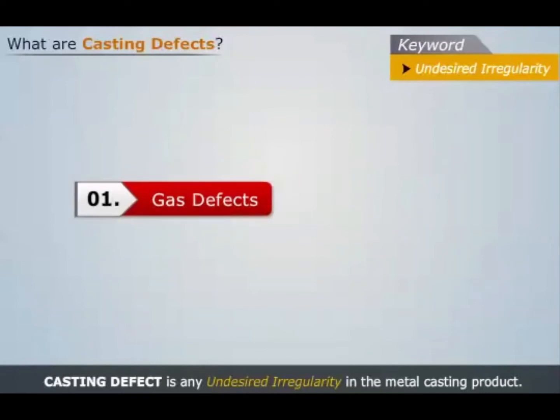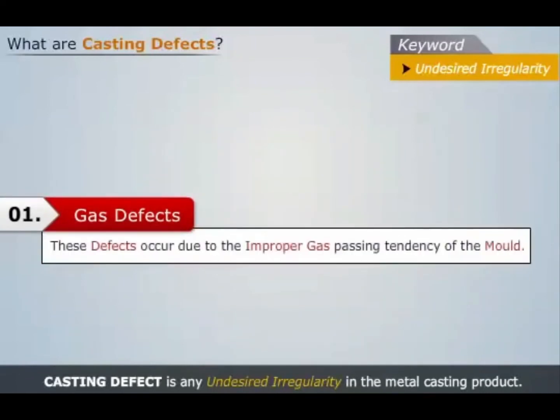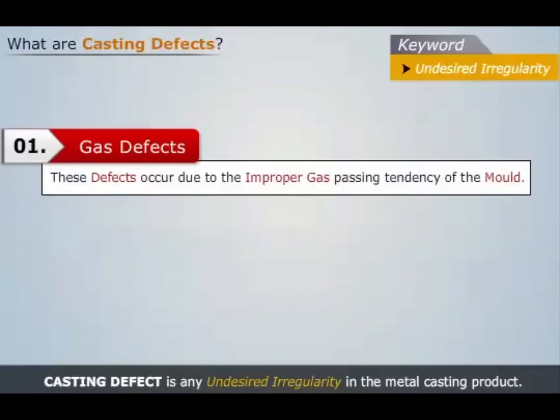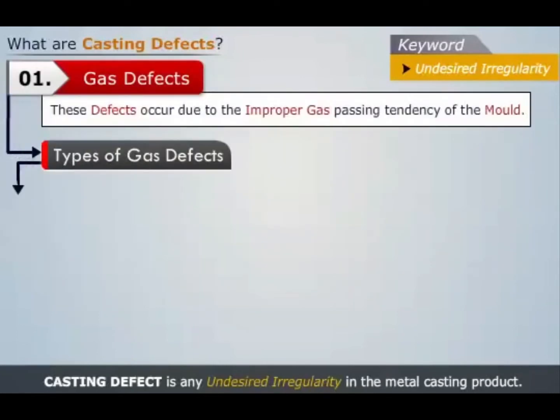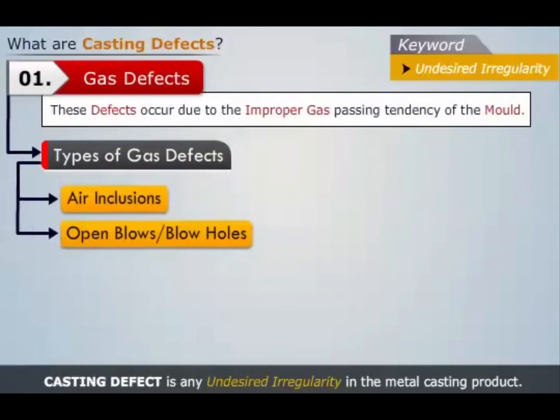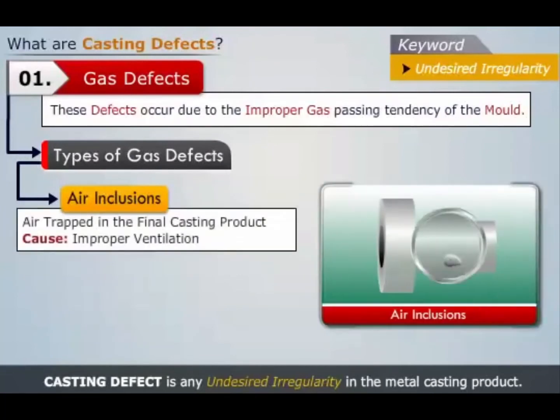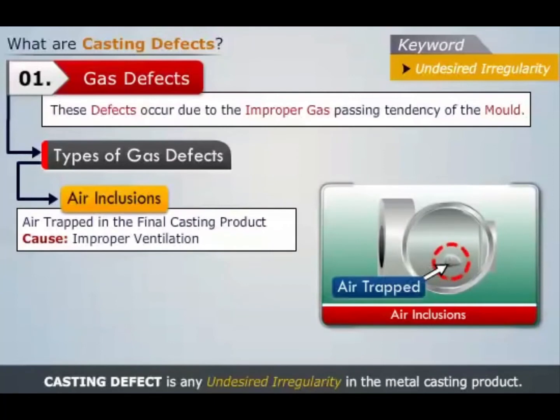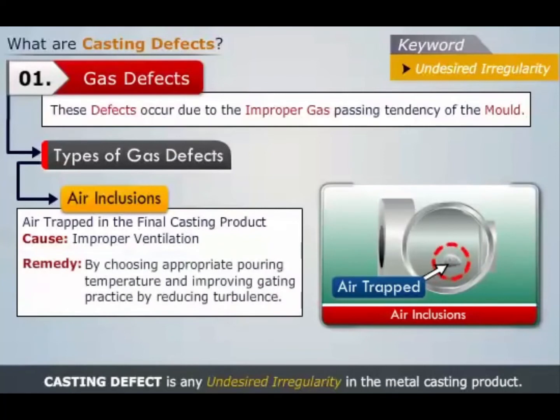Gas defects. These defects occur due to the improper gas passing tendency of the mold. They are further classified into air inclusions, open blows, and blowholes. Air inclusion is air trapped in the final casting product caused by improper ventilation during casting process. They are controlled by choosing appropriate pouring temperature and improving gating practice by reducing turbulence.